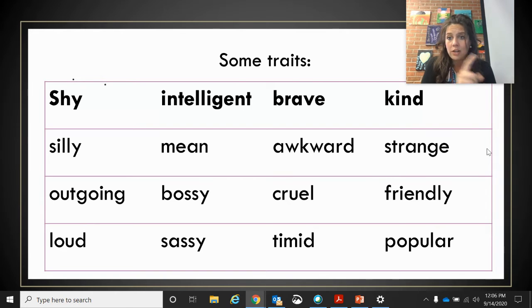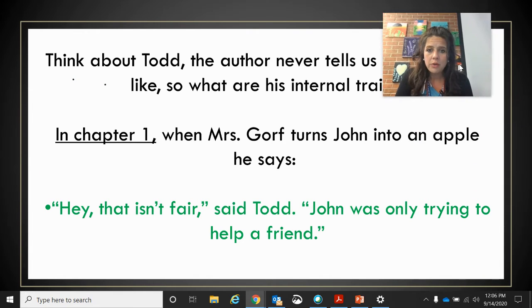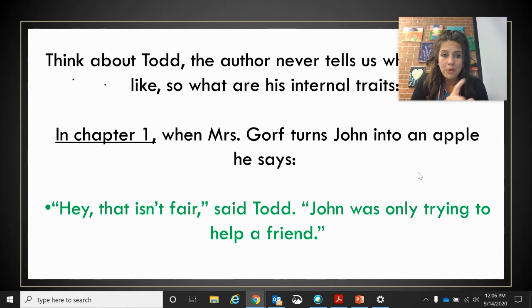So you're going to read or listen to Chapter 5, Todd. But here are some other things we know about Todd. So in Chapter 1, when Mrs. Gorf turns John into an apple, Todd says, "Hey, that isn't fair. John was only trying to help a friend." Think about what kind of kid would say that to a teacher.